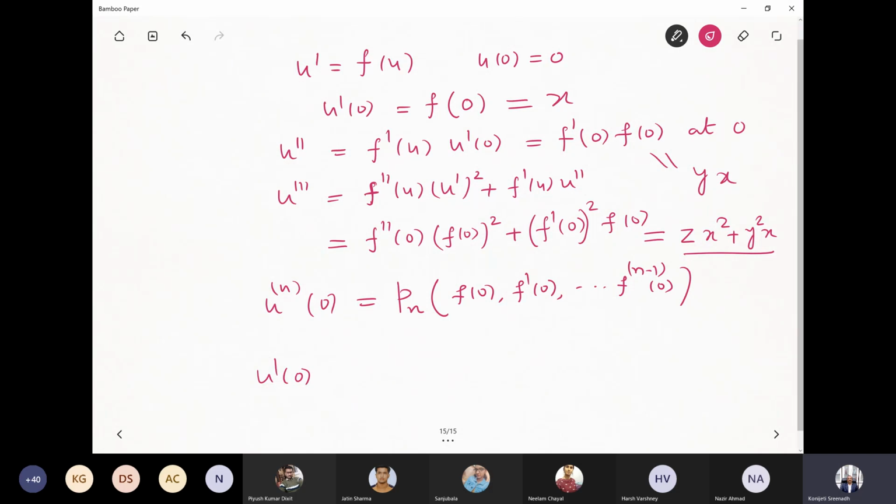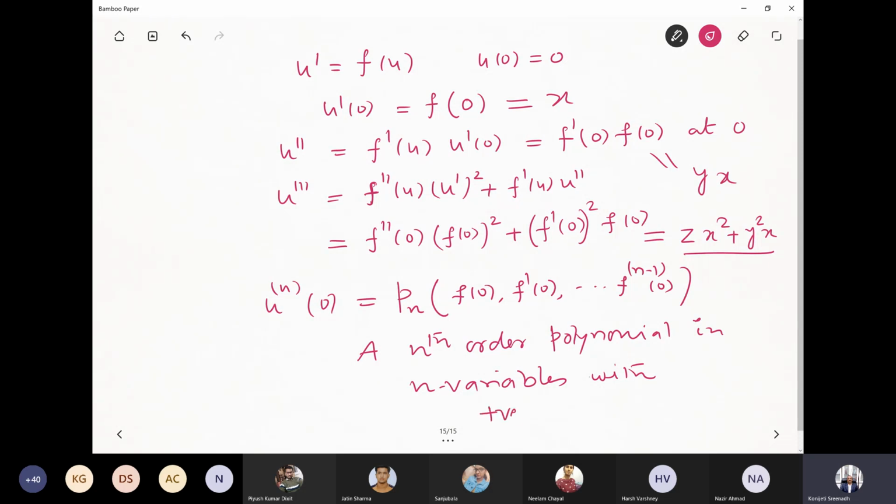So the third derivative is a polynomial in 3 variables, that is x, y, and z, and the order of the polynomial is 3. So un at 0 is actually an nth order polynomial in n variables, okay, with positive integer coefficients.